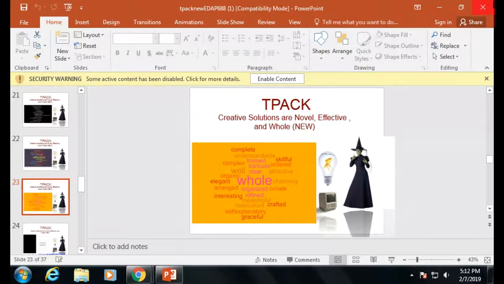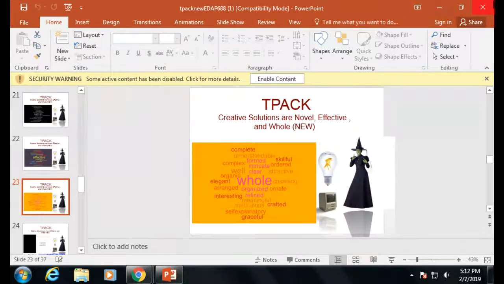So we're building models, and what the TPACK guys say is when technology gets introduced into that, is it effective in the sense that it slides away? It slides away and the purpose becomes front and center. It becomes the piece. And then the last one, the whole, is that classic holistic idea. Is everything in this connected?